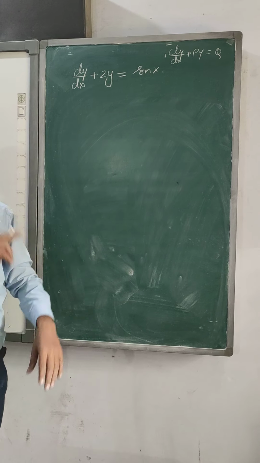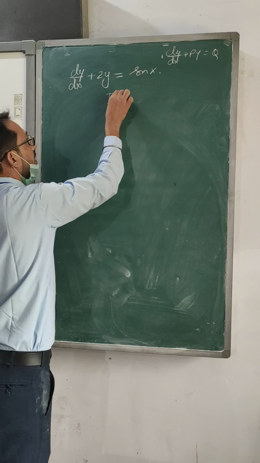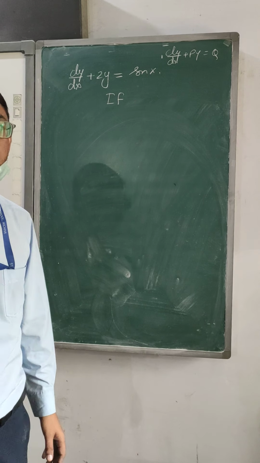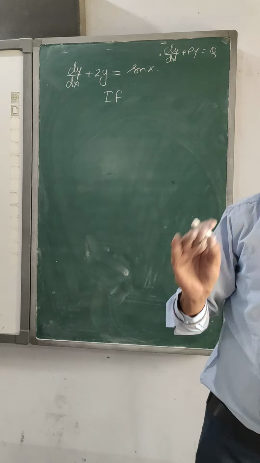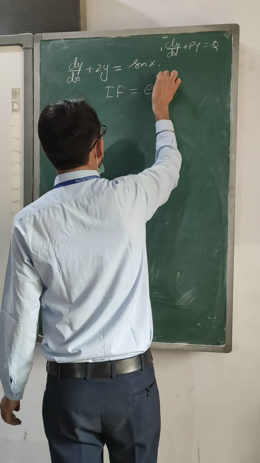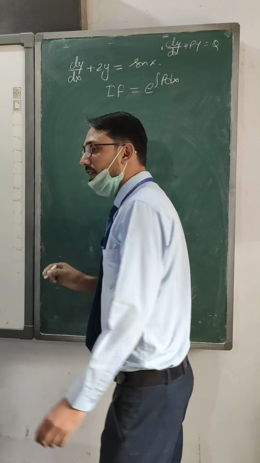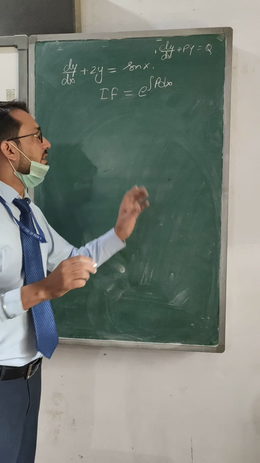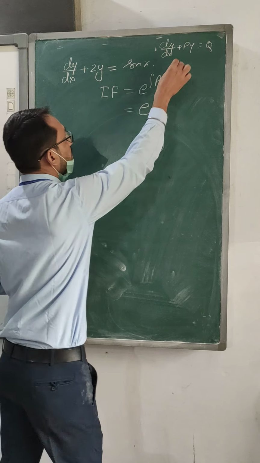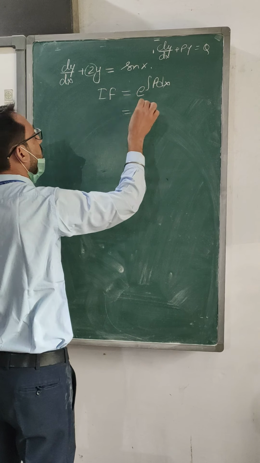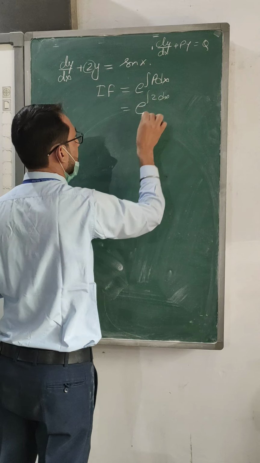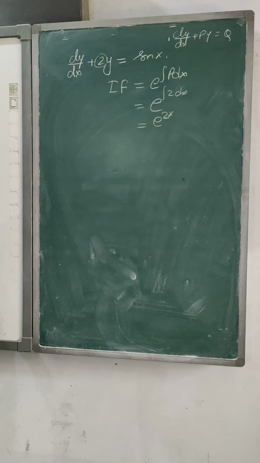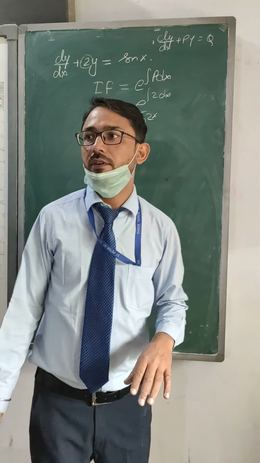So the first step will be to find the IF. IF full form is integrating factor. So this IF is e to the power integral of p dx. Now the IF calculation: the value of p is 2, so integral of 2 dx, that is e to the power 2x. Yes, IF is e to the power 2x.